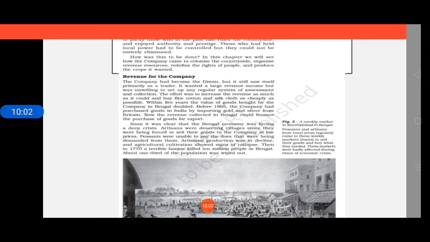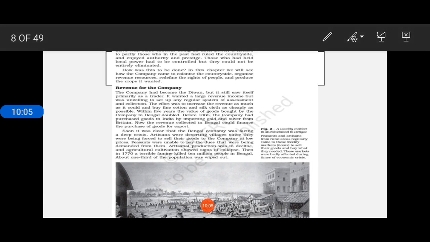Here you can see, students, I'll just show you some figures also. See the scenario of Bengal.